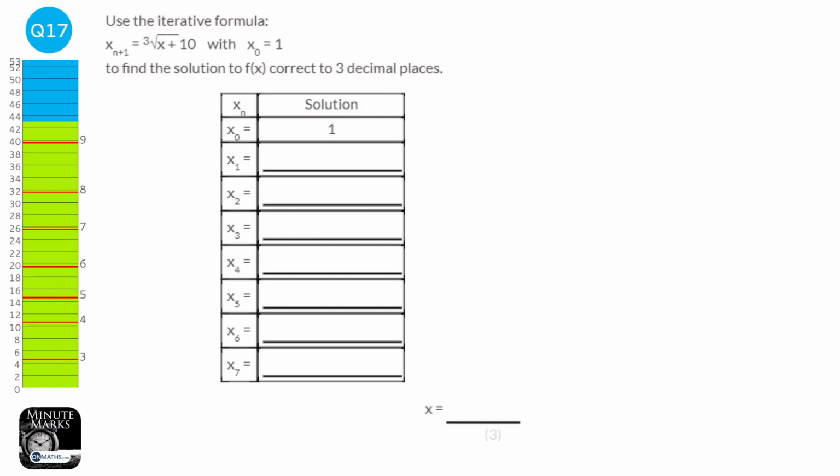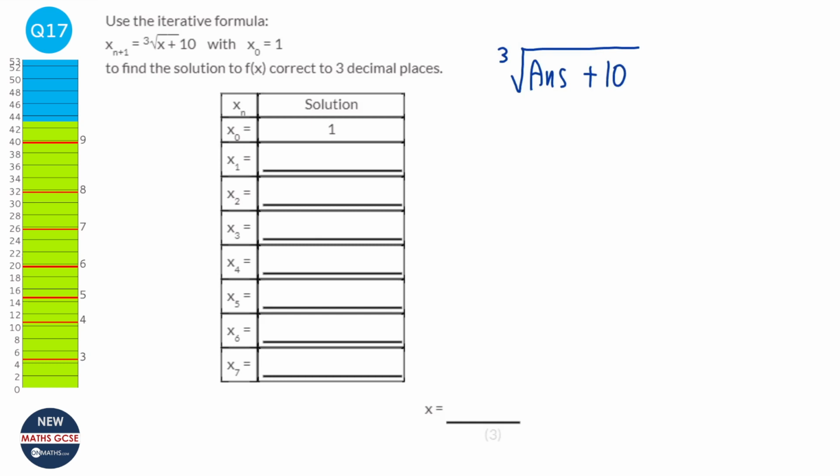Now what that will do is it will store the 1 that we have here in our calculator. Then we're going to type in the cube root button, and the 1 will disappear. That's not a problem, because the next thing we're going to press is answer plus 10. So on your calculator it should look like this: the cube root and then answer plus 10.